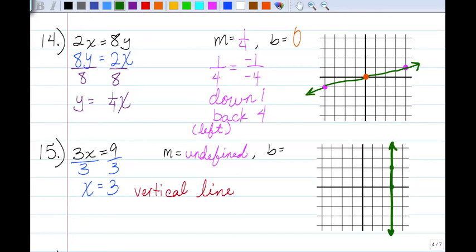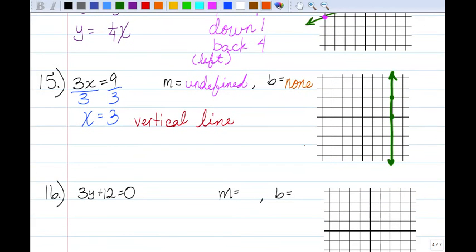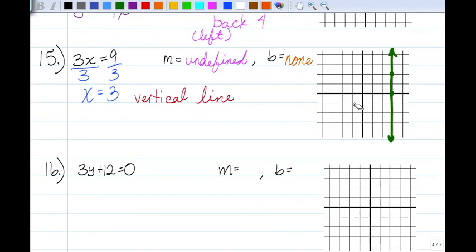Alright, so as you can see, the y-intercept, there is not one. So there is no y-intercept, which is not the same thing as saying that the y-intercept is 0, because that would mean that it crosses here, but it does not. So we just have to say that there is no y-intercept.